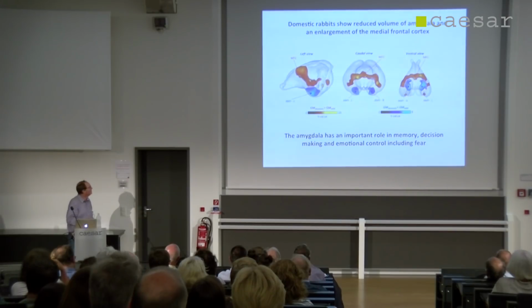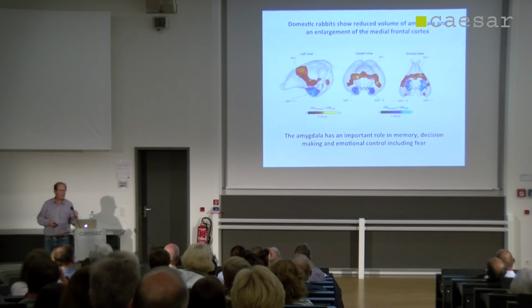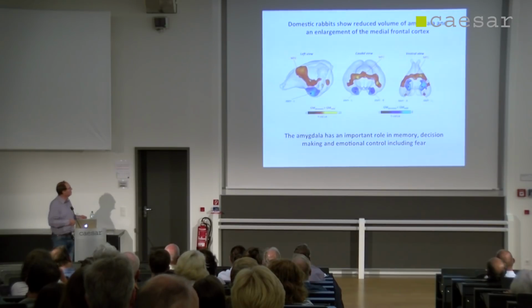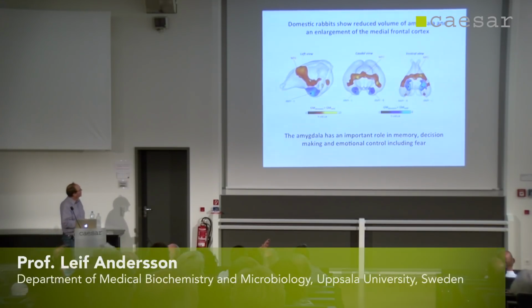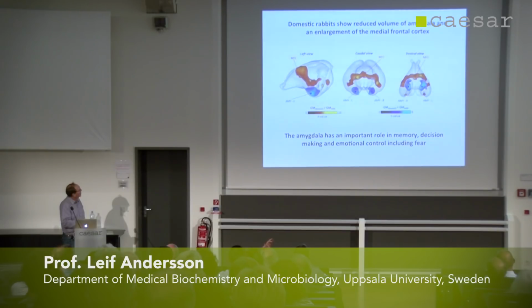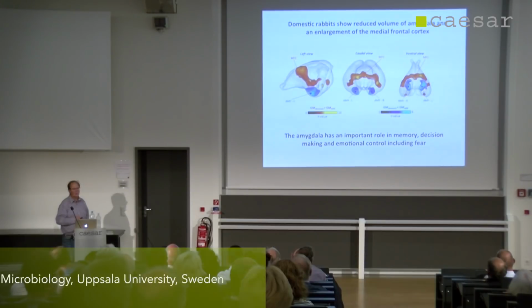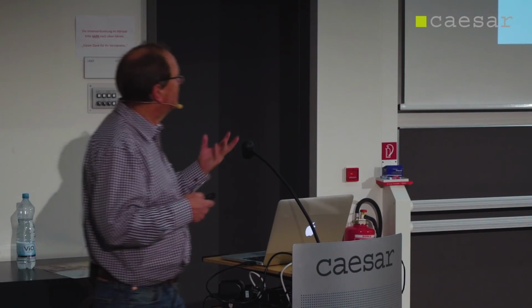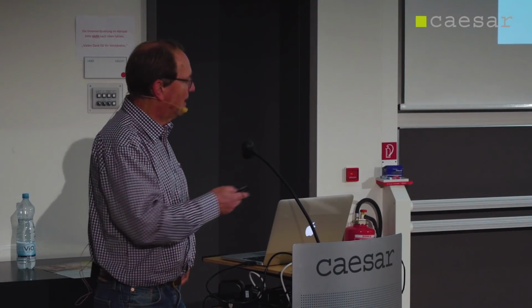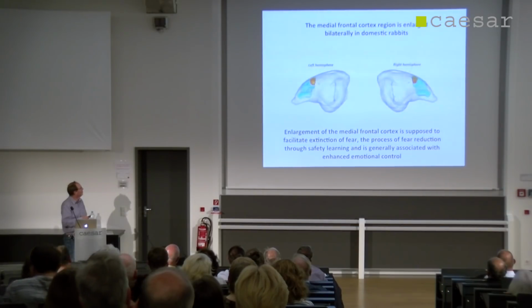So why were we so excited by hearing that the amygdala has shrunk in the domestic rabbit? This is where you find the amygdala, and you find it smaller. The reason is that the amygdala has an important role in memory, decision making, and emotional control, including fear. So it's usually called the fear center. The fact that we see that it shrinks suggests that it has a role in this shift in behavior.